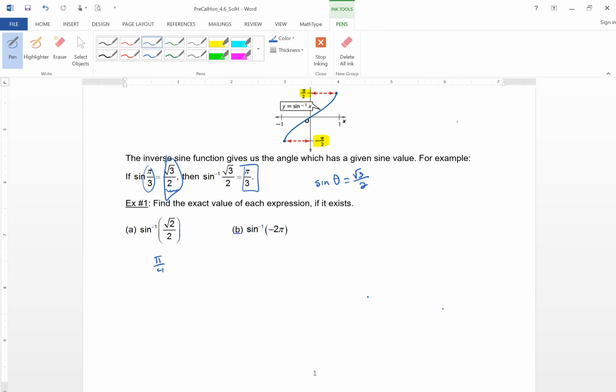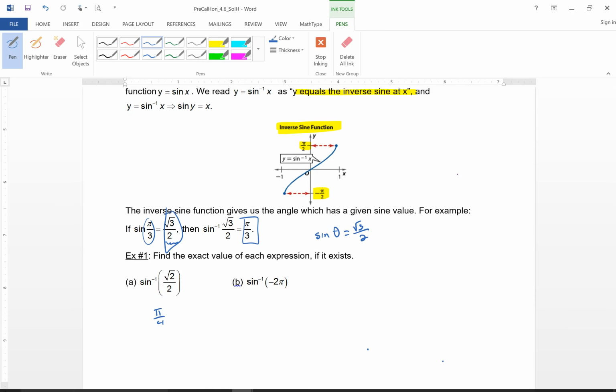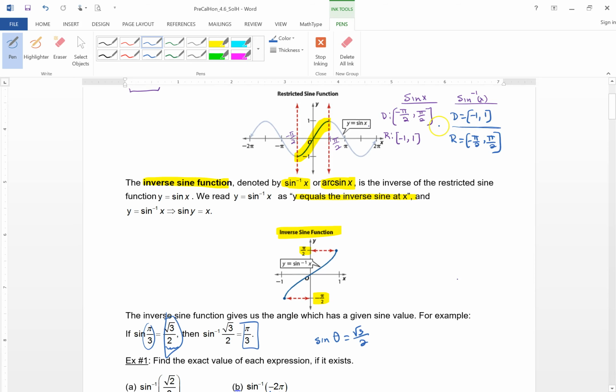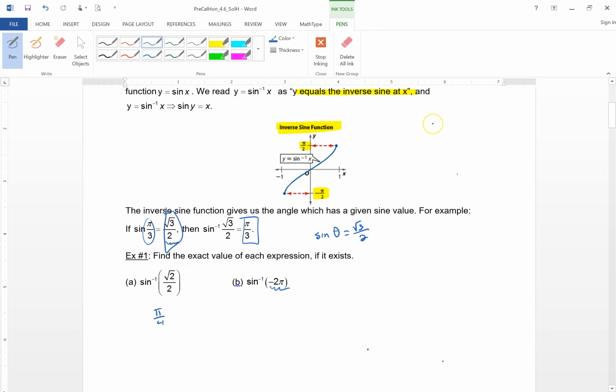Okay? All right. Now, here's a trick question. Sine of negative 2 pi. Well, okay. Why does it not exist? The domain of the inverse sine goes from negative 1 to 1, right? So whatever is in here must be between negative 1 and 1. Now, how much is negative 2 pi? Well, if pi is 3.14, then 2 pi is 6.28. That's way past 1. So this does not exist.